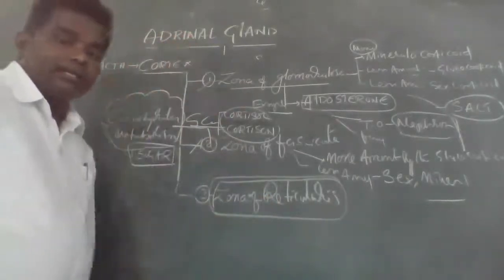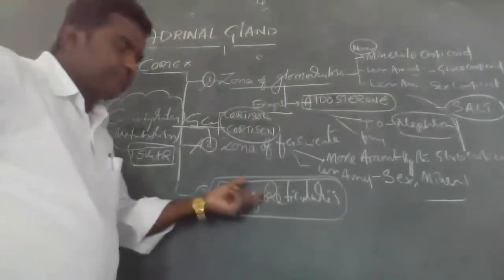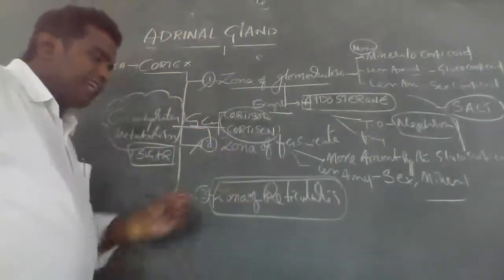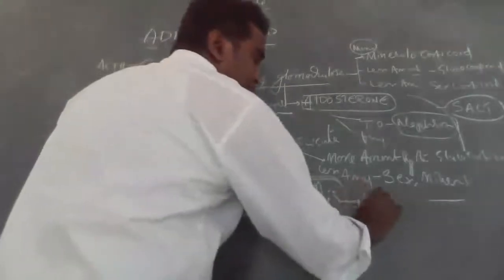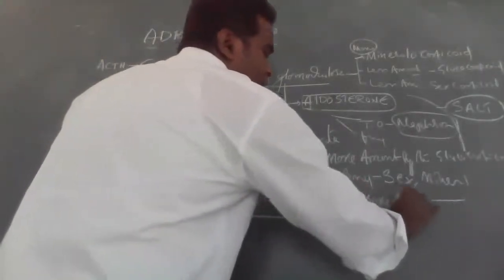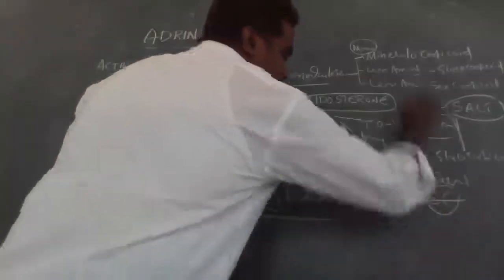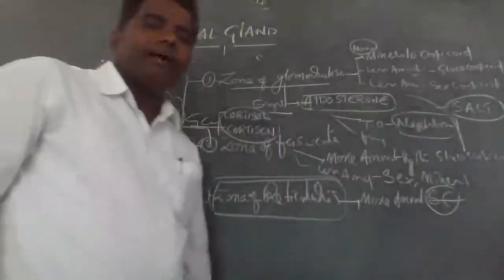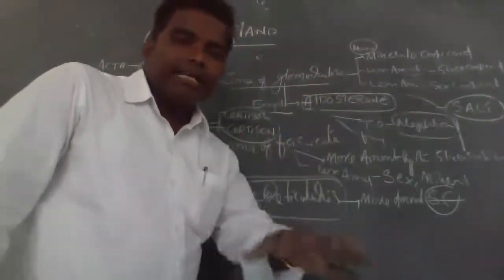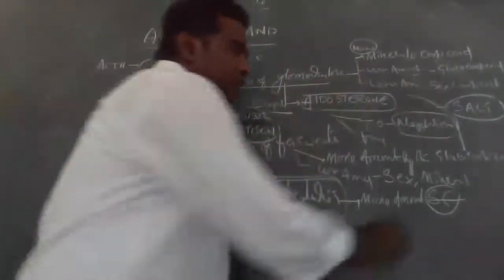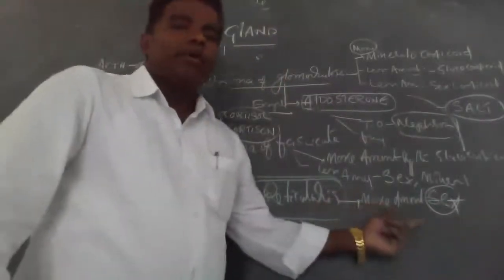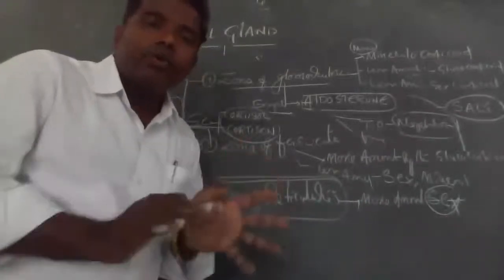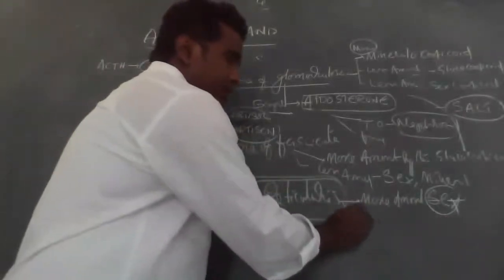Next, the third zone is called the zona reticularis. The zona reticularis is the third zone of the cortex of the adrenal gland. It secretes more amount of the sex corticoids.